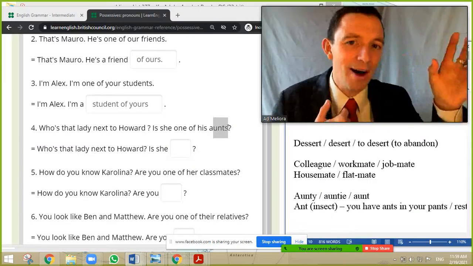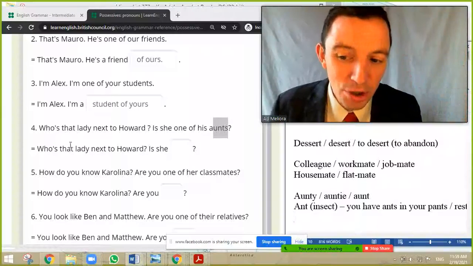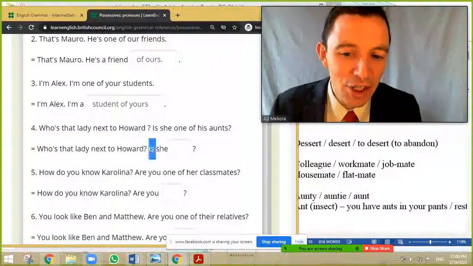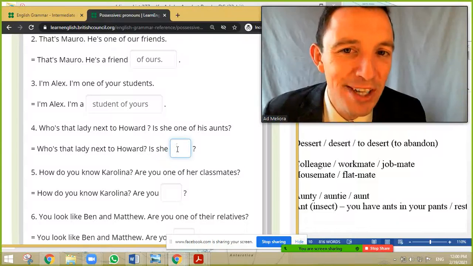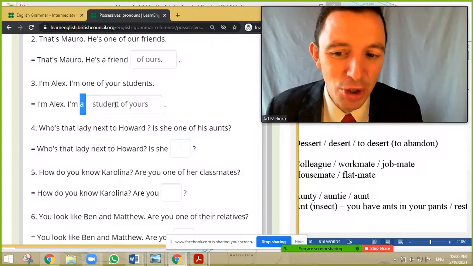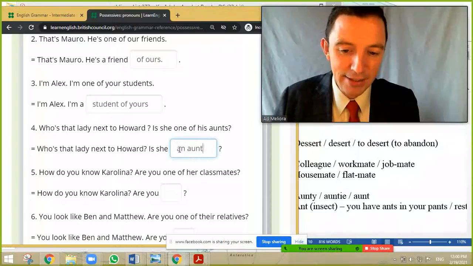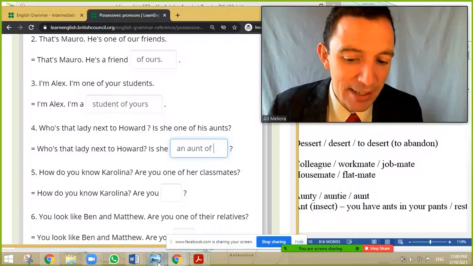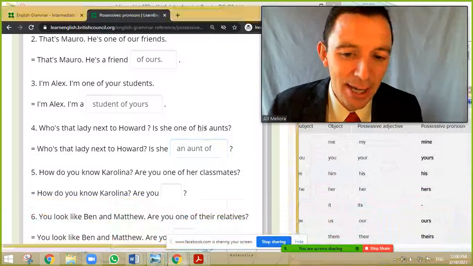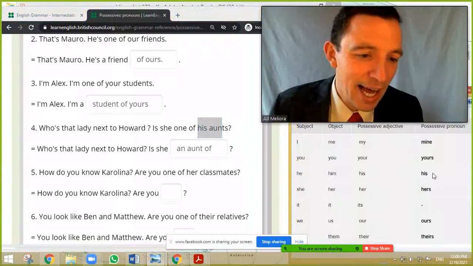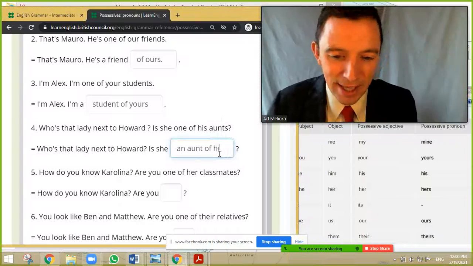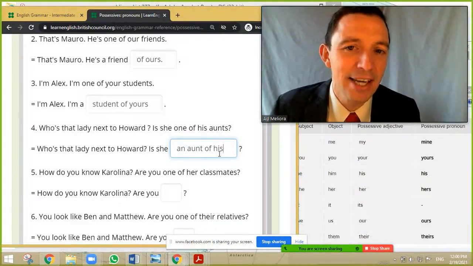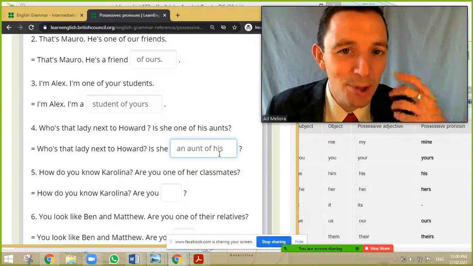So the transformation: who's that lady next to Howard? Is she... the same rule. A little bit difficult, so we need a substantive, an aunt. So is she an aunt, and then of... what do you think is the best answer? We're looking for an aunt of his, so probably an aunt of his. This is a little bit more advanced, and in reality when you speak very quickly you have no time to construct, but maybe just for now it's a good exercise to practice.